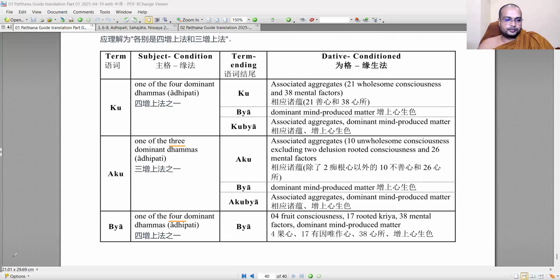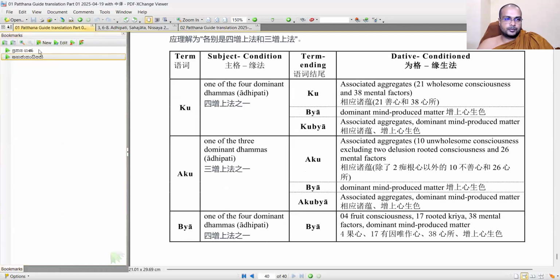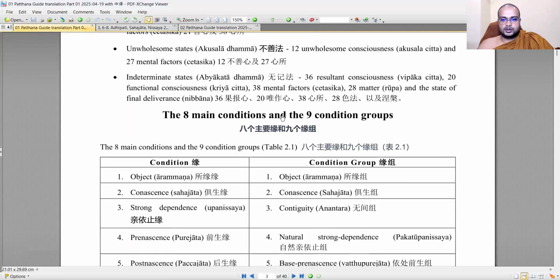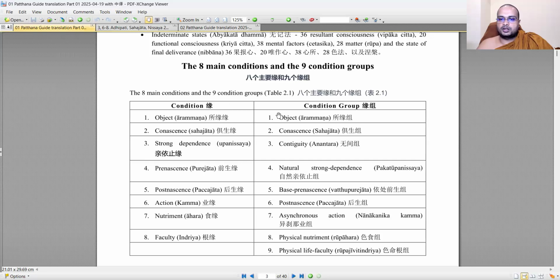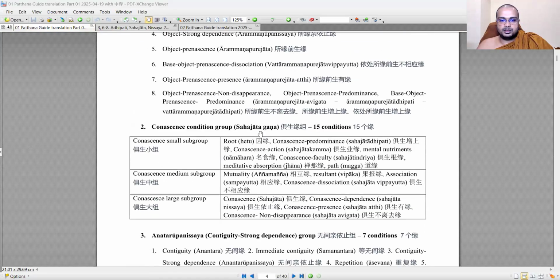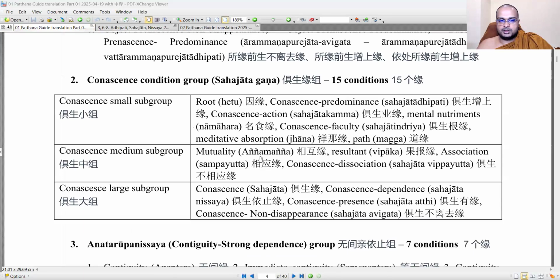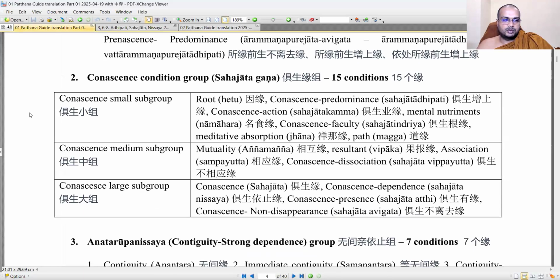Okay, so with that we have completed the 7 types. We have the 9 condition groups. Here we were discussing the cornerstone group, the Sahajata. In the cornerstone condition group, it was threefold: the cornerstone small group, the cornerstone medium group, and the cornerstone large group. We discussed all the paccayas, all the conditions from the cornerstone small group, and now we have to discuss the cornerstone large group.